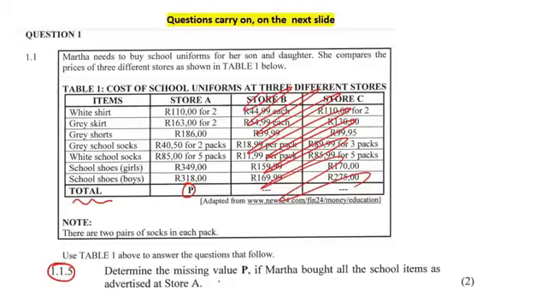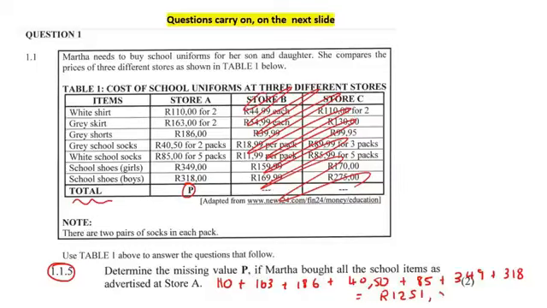We should probably write it out. So we can just say 110 plus 163 plus 186 plus 40,50 plus 85 plus 349 plus 318. And if we add all that up, we get 1,251 Rand.